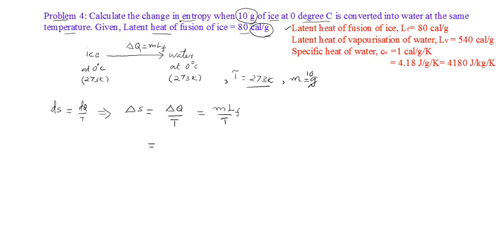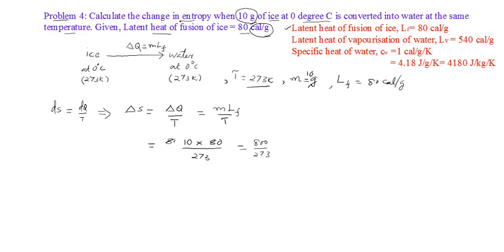Anyway, since mass is in gram and LF is in calories per gram, let me use the same unit. So that is 80 calories per gram. Can you just directly substitute it and get the answer? Mass is 10 grams, into LF, which is 80 calories per gram. So automatically the final answer will be in calories, right? So 10 into 80 divided by temperature, 273. This is equal to 800 by 273. It will be something close to 3, right?